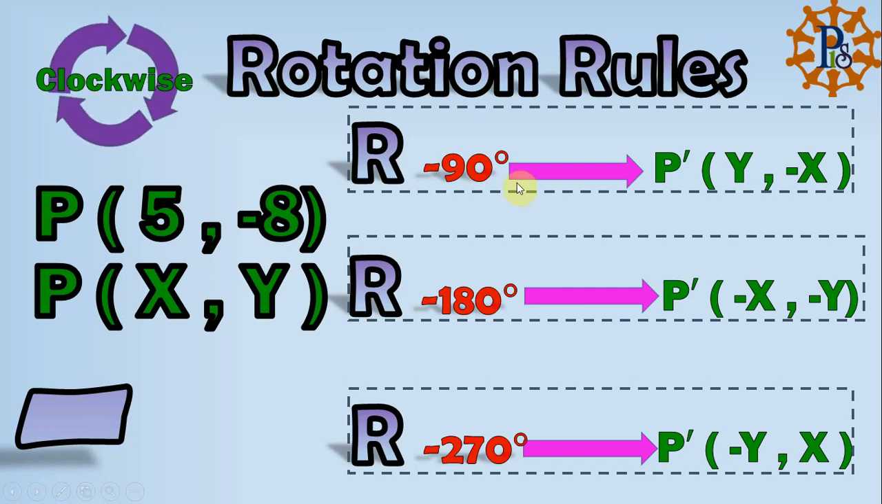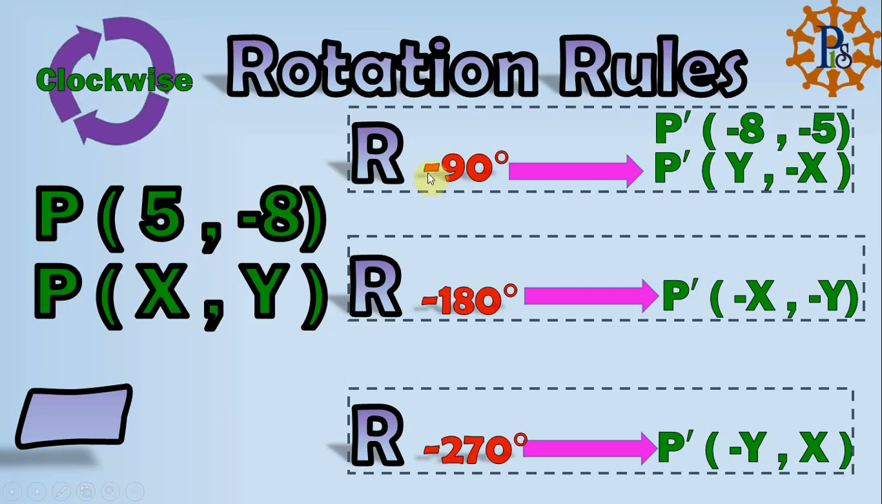I put it here up. So I will change the sign of 5 and cross the places like this one. I change the sign of 5, it will be negative 5, and put negative 8 in the beginning. So we change the sign of x and cross the places.